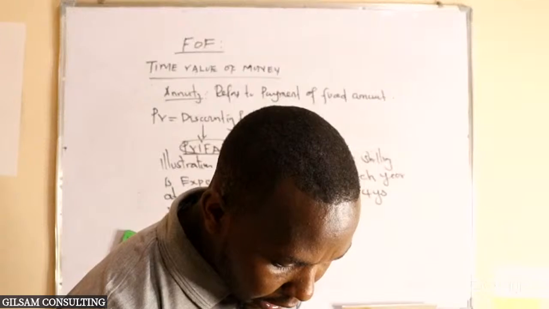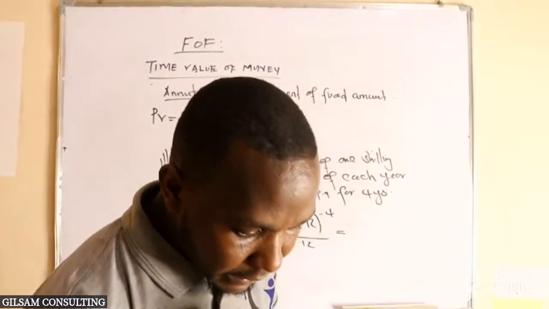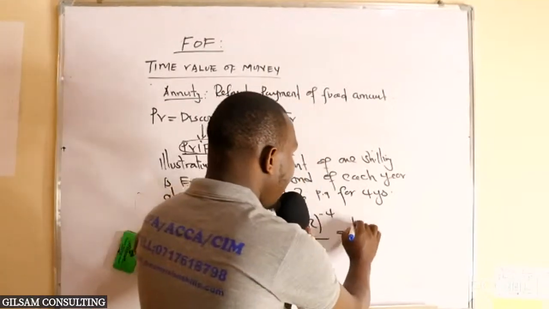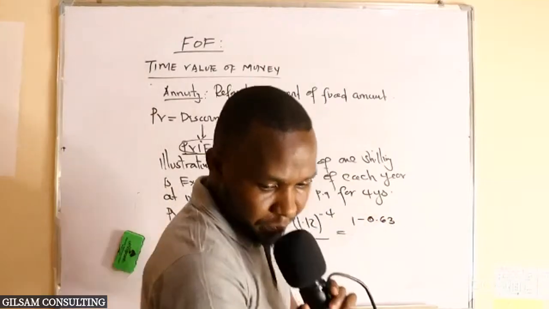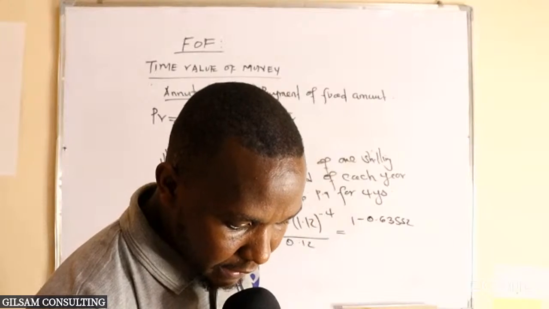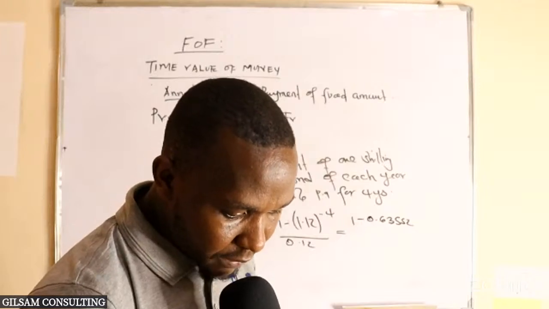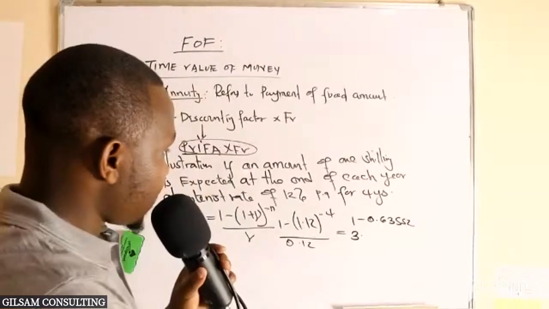So 1.12 raised to negative 4, you're getting 0.63552. Or you can choose the whole value if you are using a calculator. 1 minus the answer, we get 0.364481. We divide by 0.12, which gives us the final answer, 3.037. Yes? 3.0373. Okay.